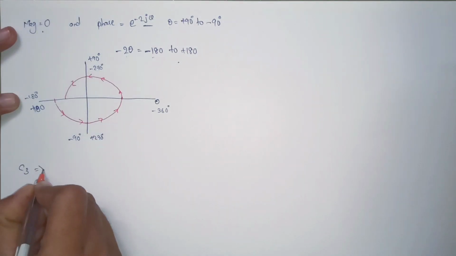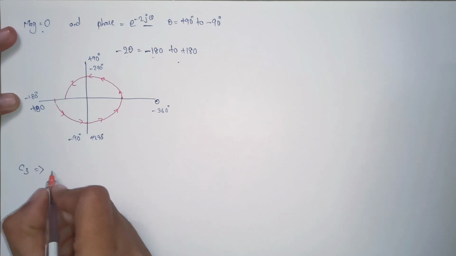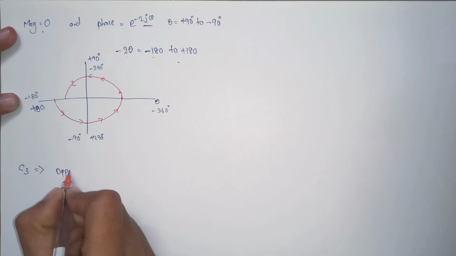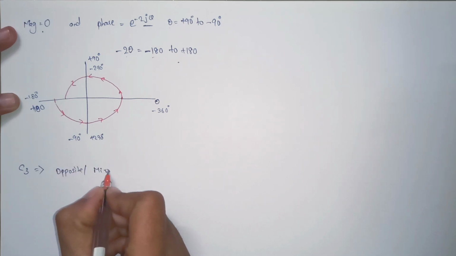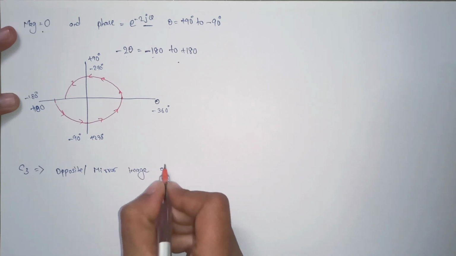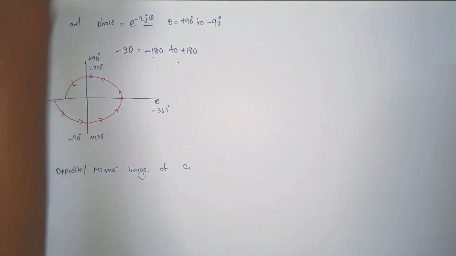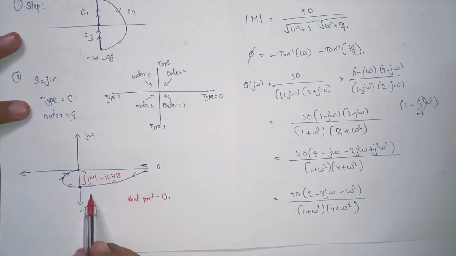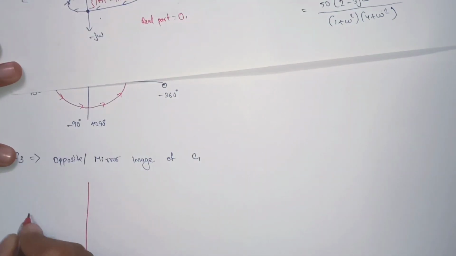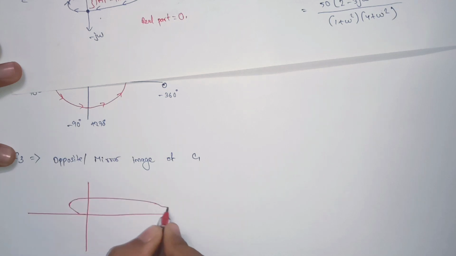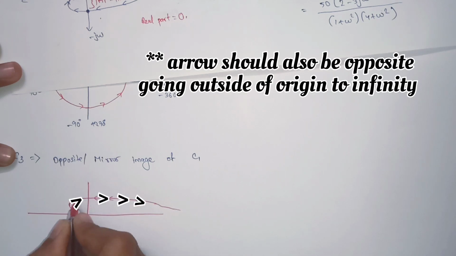And for C3, it's very easy. We will just take the mirror image or opposite image of C1. That's it. So C1 was looking like this, right? So we will take the mirror image. The mirror image will look like this, and it will go to infinity. The arrows should be coming towards 0.